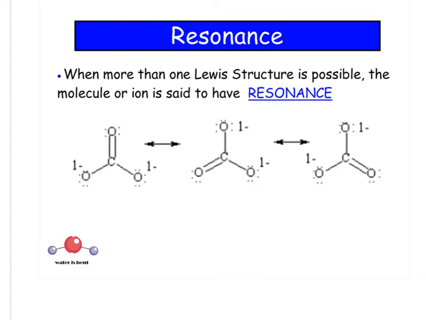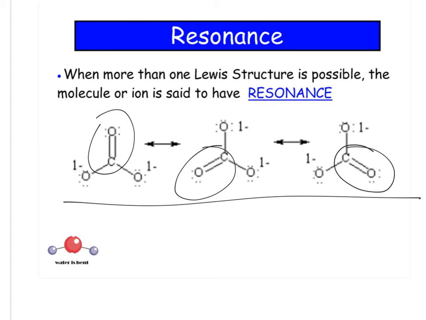Resonance. If more than one Lewis structure is possible, then the molecule is said to have resonance, right? We could have put the double bond here, or we could have put it here on this oxygen, or here on this oxygen. And when that occurs, you have to draw all the resonance structures.